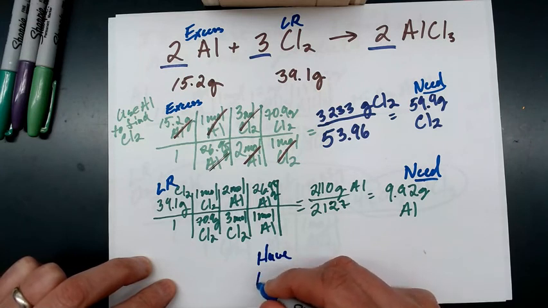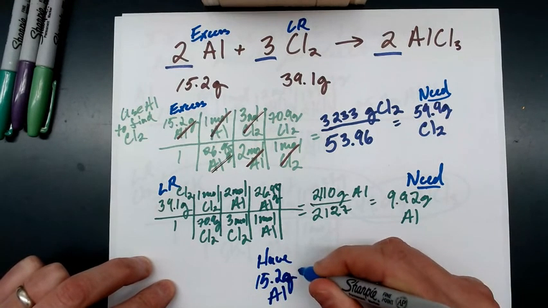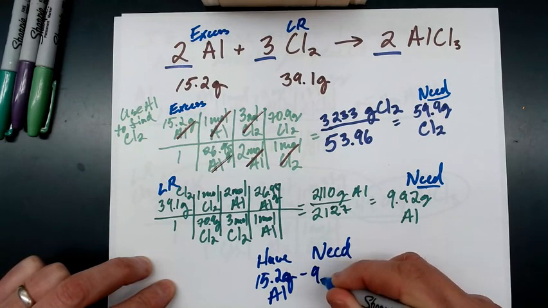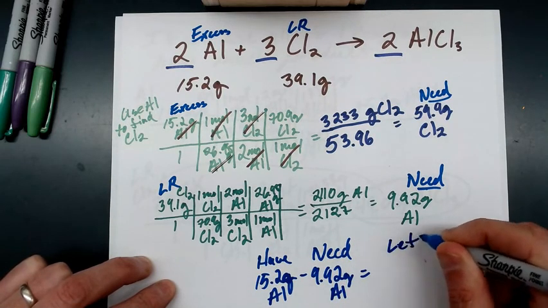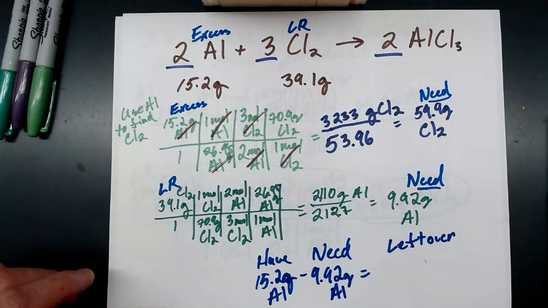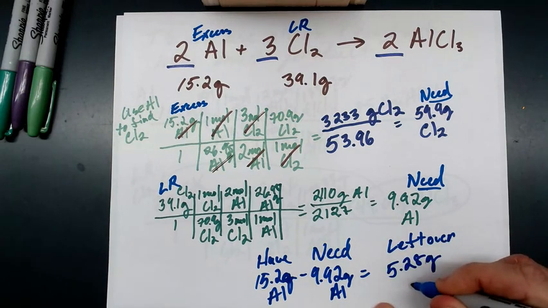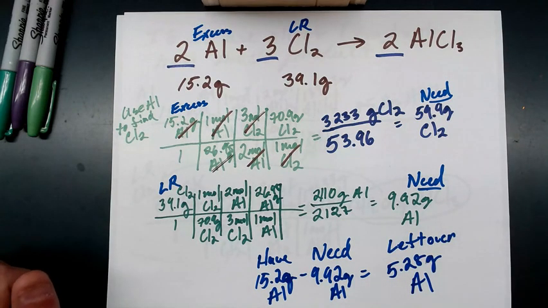So what do I have? I've got 15.2 grams of aluminum, and I'm going to need or use 9.92 grams of aluminum. So what is my leftover going to be? This is usually a question. So I'm just going to do 15.2 minus 9.92, and it tells me that I should have about 5.28 grams of leftover aluminum because it's my excess. So there you have it: two different ways of solving these problems. It's really up to you what you want to do.